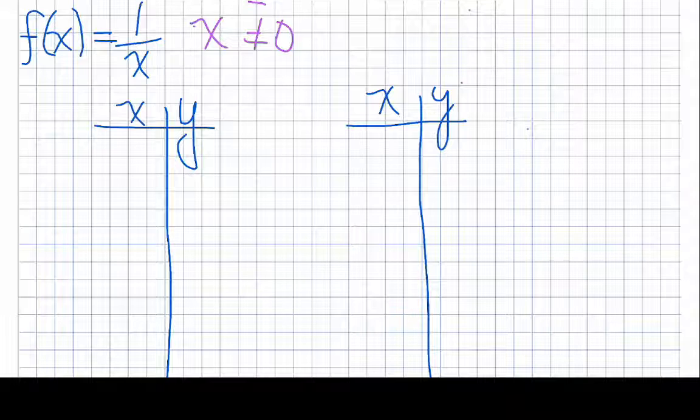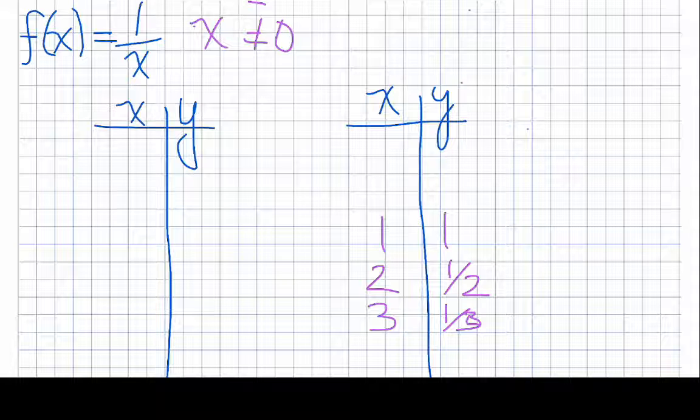Okay, so I've got two tables of values set up here because I want to take a look at the negatives as well as the positives. We'll start off with the positives, just because that tends to be our habit. If x was 1, well, 1 over 1 would give us a y of 1. That's easy enough. If x is 2, then y is equal to 1/2, 1 over x. If x is 3, then y is equal to a third.